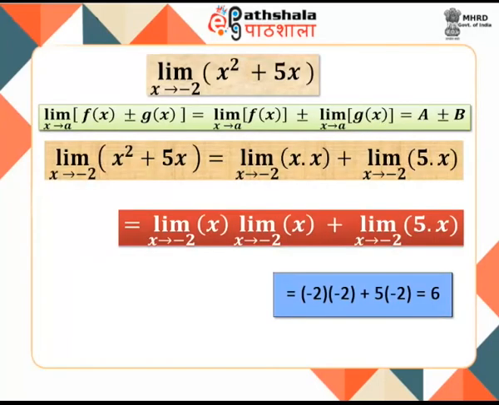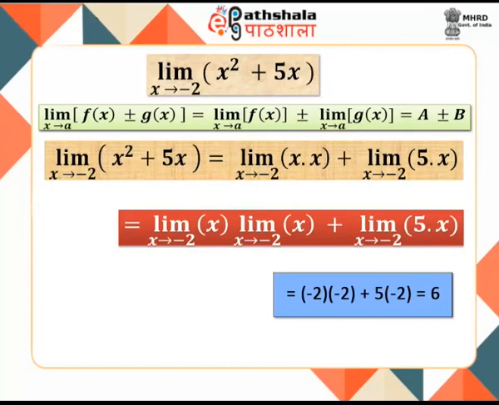Compute the following limit: limit of x square plus 5x as x tends to minus 2. Using the rule of addition of limits, limit of f(x) plus or minus g(x) as x tends to minus 2 is equal to limit of f(x) as x tends to minus 2 plus or minus limit of g(x) as x tends to minus 2, which is equal to a plus or minus b.